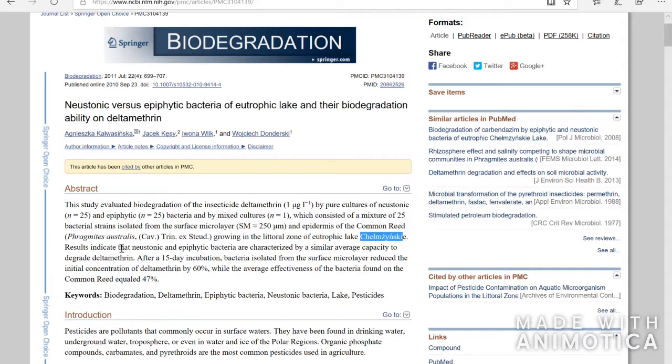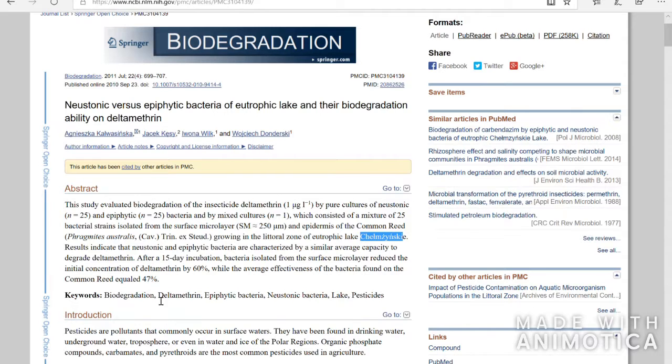So results indicate that whatever this is and whatever this kind of bacteria is are characterized by a similar average capacity to degrade deltamethrin. So they found that both kinds of bacteria can degrade deltamethrin at some rate. After a 15-day incubation, bacteria isolated from the surface microlayer reduced the initial concentration of deltamethrin by 60%, while the average effectiveness of the bacteria found on the common reed equaled 47%.